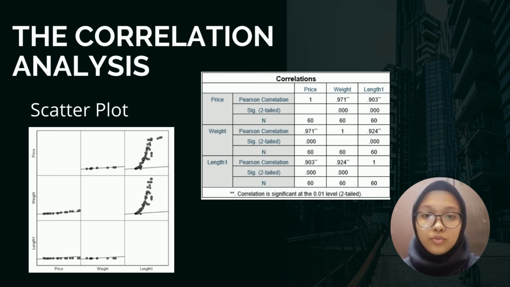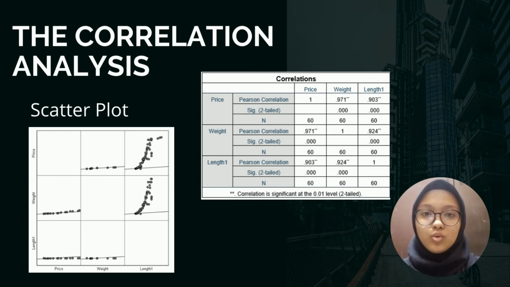Graph 2 plots length against weight. That means the higher the length, the higher the weight. Therefore, there is a positive correlation between them. While graph 3 plots price against weight and shows a positive correlation between the two variables. Next, the table on the right side shows the correlation between the three of them: price, weight, and length.